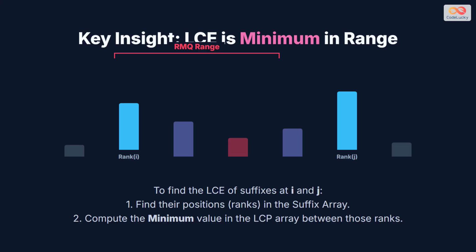Here is the key insight. The longest common extension between any two suffixes is equivalent to finding the minimum value in the LCP array between their positions in the suffix array. This transforms our string problem into a classic range minimum query problem.